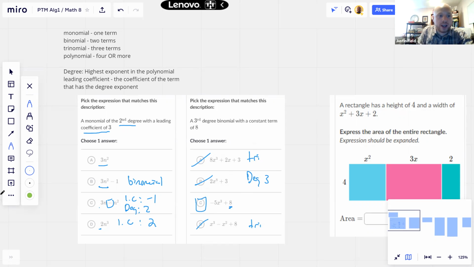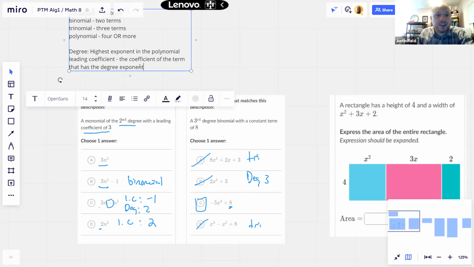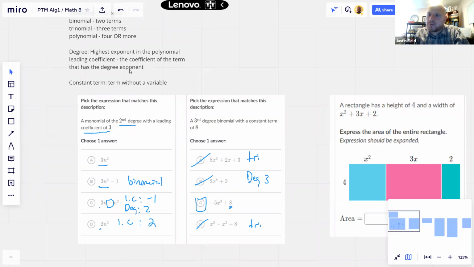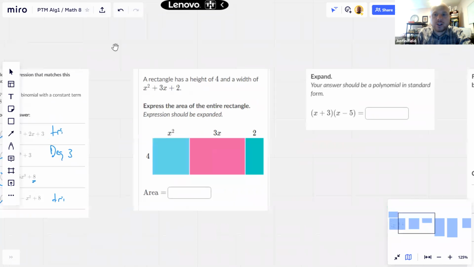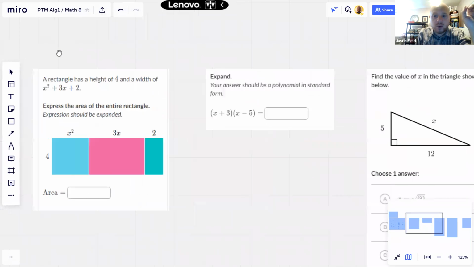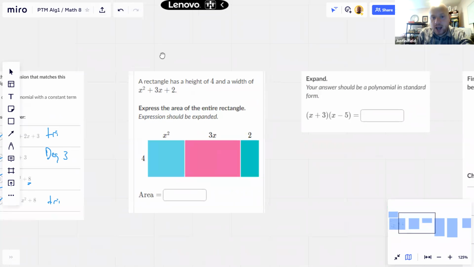Constant term. Oh, okay, let's talk about the constant term. So what is a constant term? That is a term that does not have a variable. Term without a variable. As we learned from Thursday's Ask an Expert, the math of making code, there's only variables and constants when you're talking about software. All right, so that is the vocabulary for polynomials.